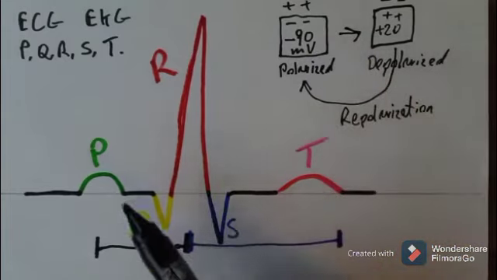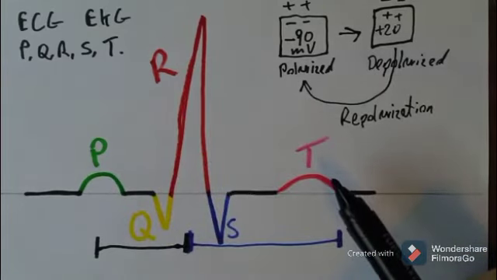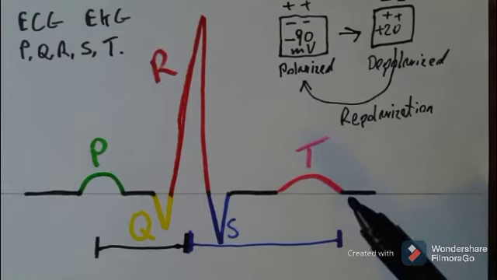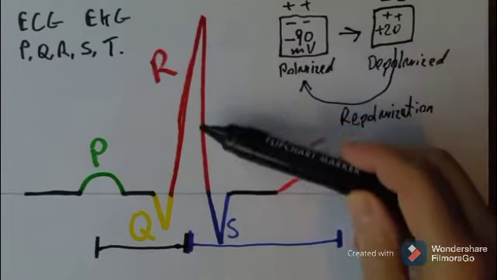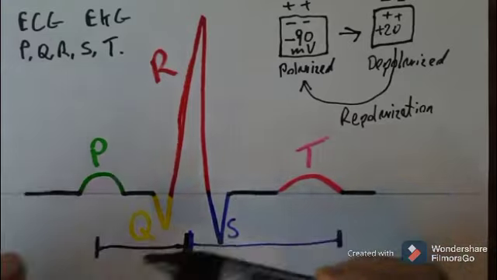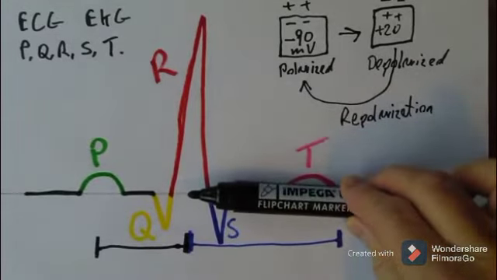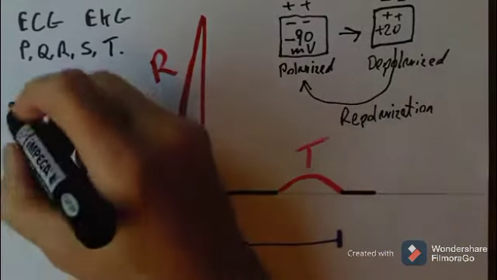So P in green, Q, R, S and T, all in their relevant colours. And what confuses a lot of people is that the wave is the upward deflection and the downward deflection. Or here the downward deflection and the upward deflection away from this isoelectric line. Iso just meaning the same. Now we often talk about a sinus rhythm.